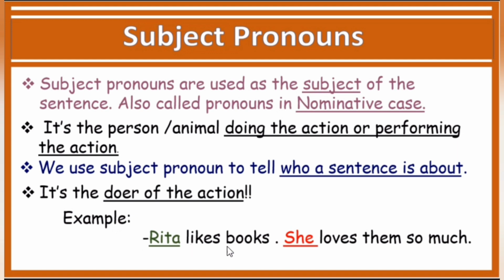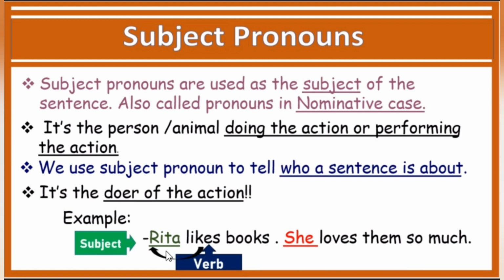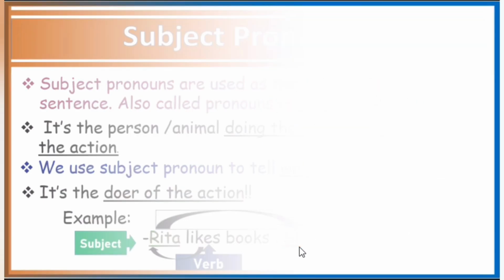For example, Rita likes books. Here, likes is the verb. Who likes? Rita likes. So, Rita is the subject. And in the second sentence, she loves them so much. In place of Rita, which pronoun have we used? She. So, here, she is a subject pronoun. She loves them so much.